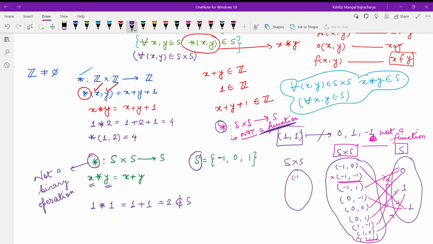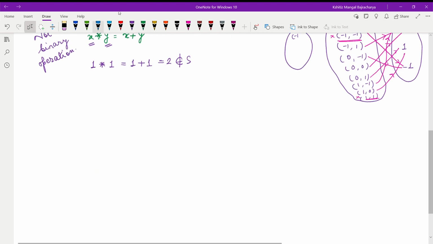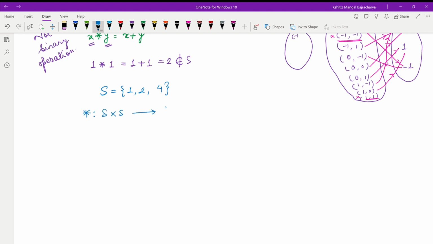Similarly, now let's take S to be {1, 2, 4}. Alright, 1, 2, 4. And let's define star to be something like this, x star y as x times y, where x times y indicates the usual multiplication.